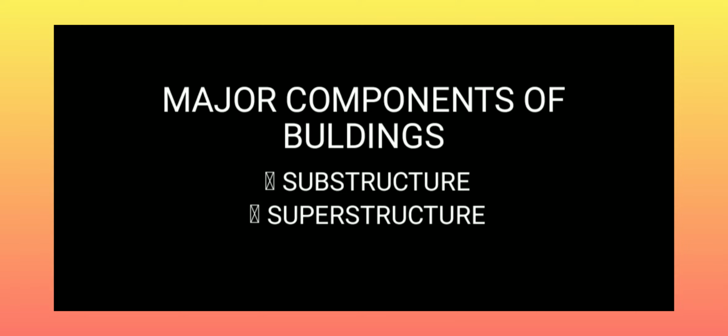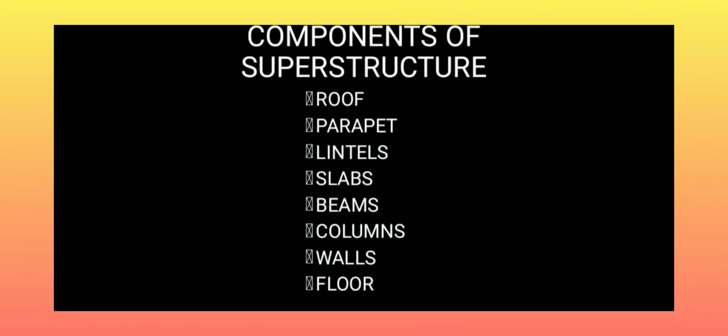Now, in this video, we are going to concentrate on the superstructure. Superstructure is the portion of the building which is constructed above the ground level. It includes columns, beams, slabs, and upwards it includes finishings, doors and windows, schedules like flooring, roofing, lintels and parapets. These are the basic components of the building superstructure.